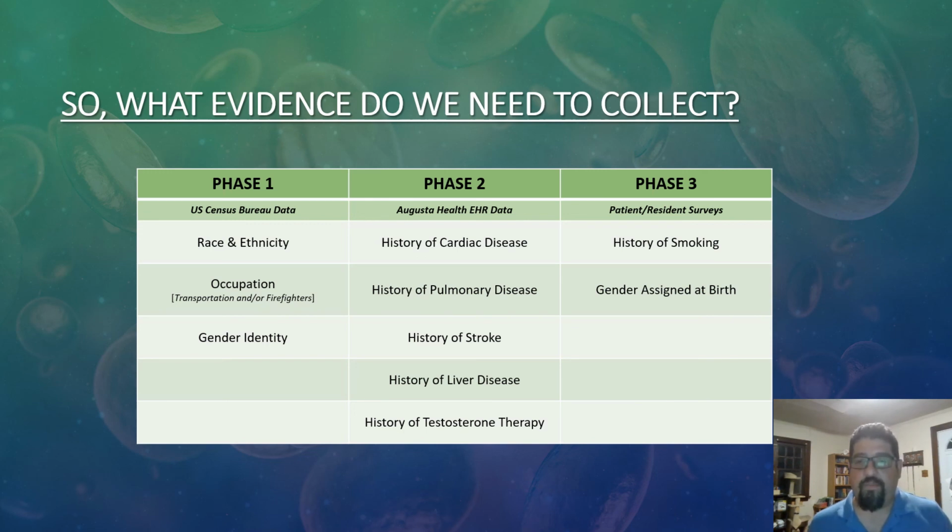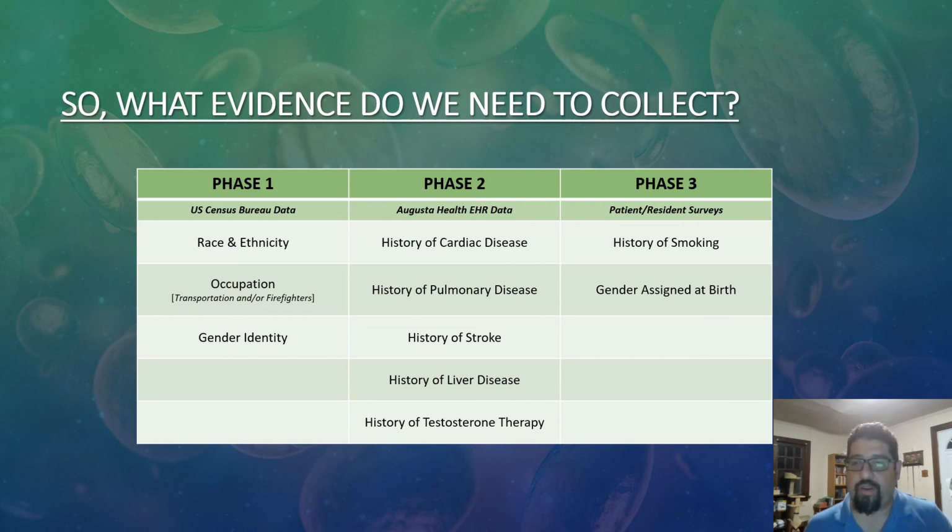Phase 2, if we were doing this for Augusta Health, we're going to be needing Augusta Health's electronic health history record data. Augusta Health happens to be the hospital that's here in the Staunton-Waynesboro area. We're going to need their data. We're going to look at history of cardiac disease, history of pulmonary disease, history of stroke, history of liver disease, history of testosterone therapy, and then phase 3 would be patient and resident surveys, which we can conscript our physicians to help us with.